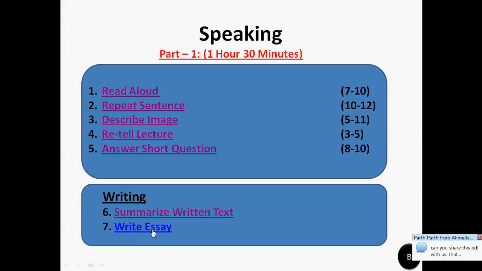Yes, it will be shared, Parth. Don't worry, whatever documents there are, they are shared. It is for you. You'll be using it, so don't worry about that. You'll definitely get a copy of it.